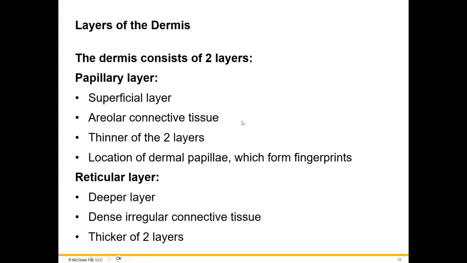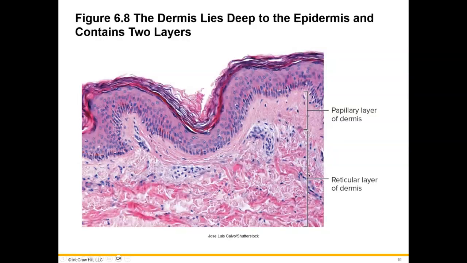The dermis layer, we say, contains two layers, the papillary layer and the reticular layer. The papillary layer is kind of the undulating layer. It's the most superficial, next to the stratum basale of the epidermis. It is an areolar connective tissue. It's the thinner of the two layers. Again, this is the location of the dermal papilla, and that forms the fingerprints. The reticular layer is the deepest layer. It has dense, irregular connective tissue, and it's the thickest of the two layers.